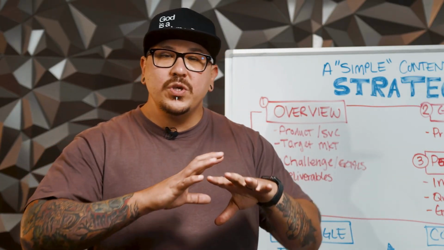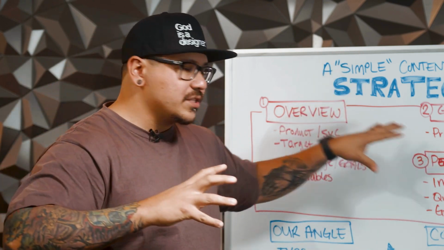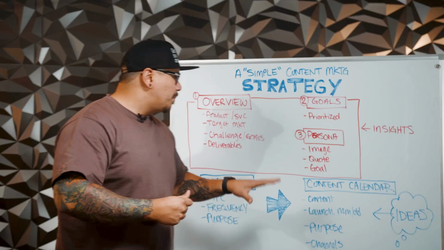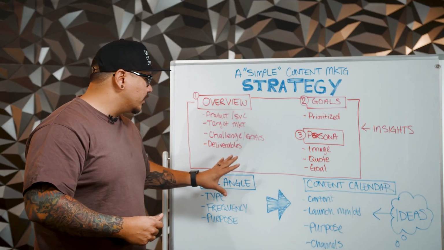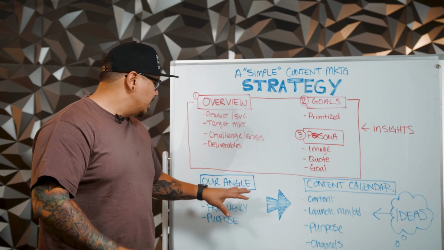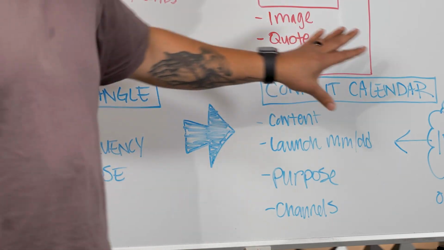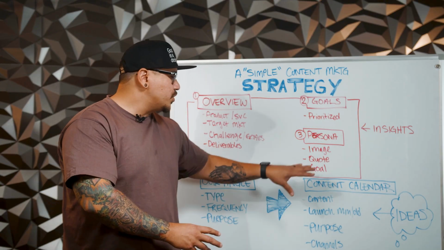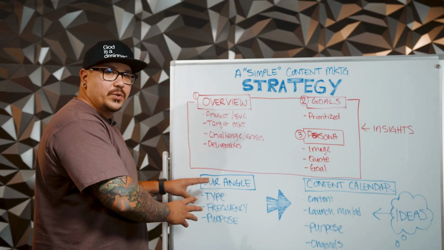Now, once you have all of your insights and a really clear picture of the audience, the business, and the goals, you'll be surprised how much creativity starts to just pop off of your head. But you're not done there. You have to come up with ideas. It's really two parts: your angle, and then the content calendar. Everybody wants to get to the content calendar, but you can't get there unless you first create your angle.